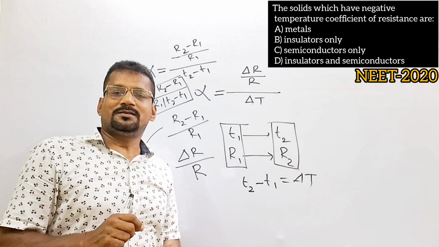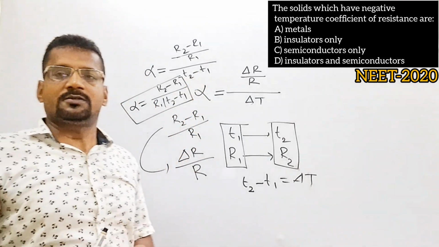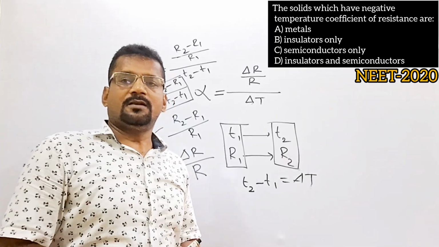The correct answer is insulators and semiconductors. Option D is your correct answer. I hope it's clear. Thank you.